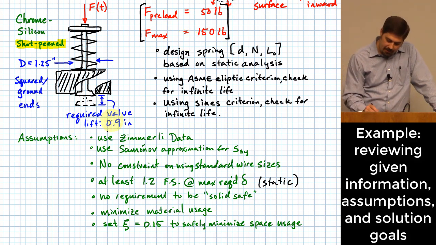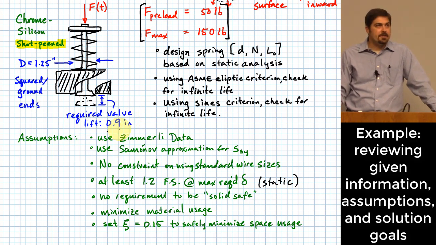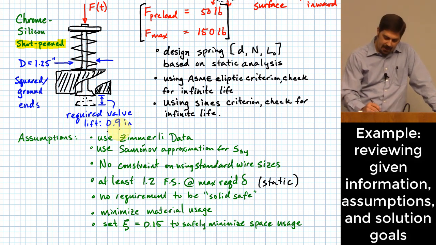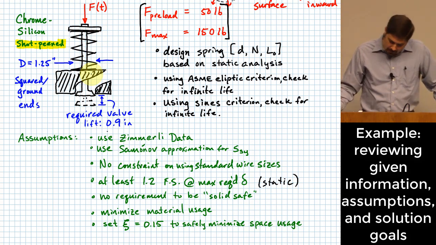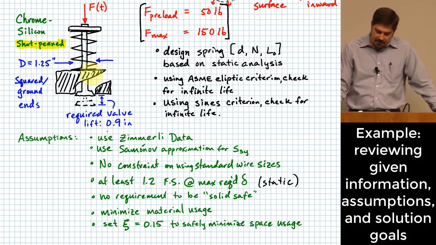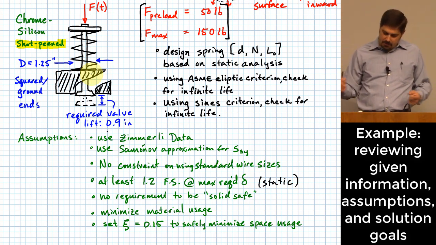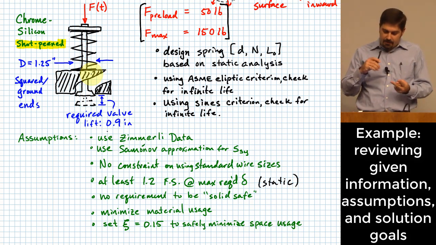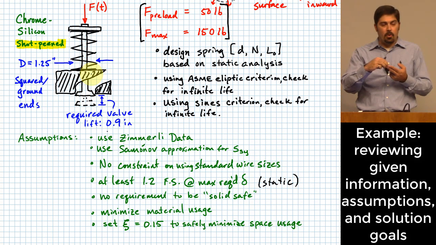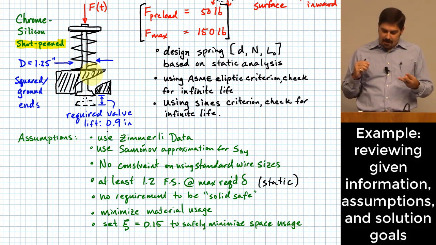We also know that we want to have a minimum lift of 0.9 inches, okay? So we want to be able to have a 0.9 inch difference between the valve being closed and the valve being open. All right, so having said all of these things, what we want to do is design the spring. That involves finding the wire diameter, the number of coils, and the free length of the spring, and we'll do that based on static analysis.